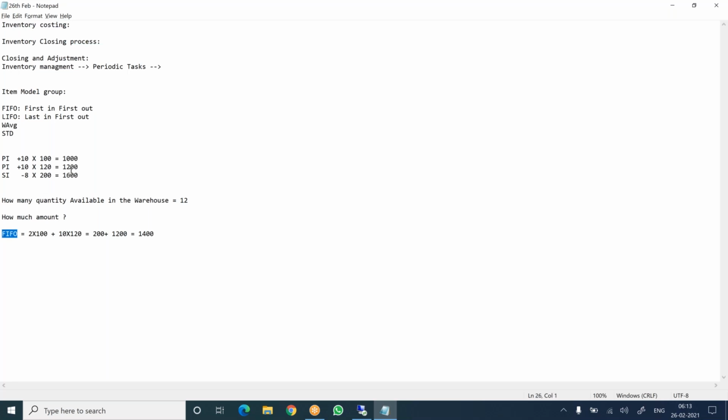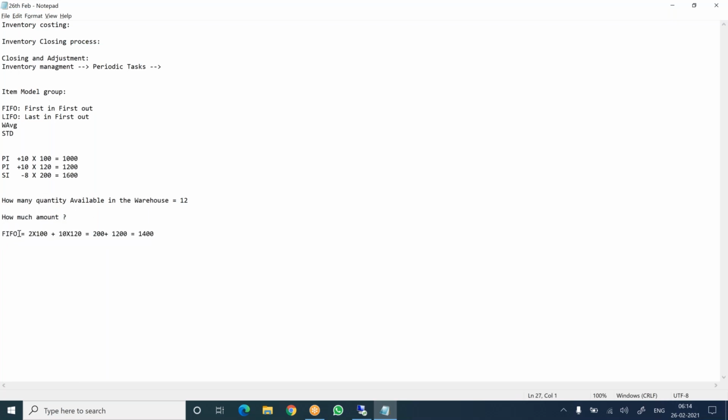Suppose these are keyboards. Keyboards I have purchased, normal keyboards, so I don't have any tracking on them, like any serial number or batch number. So total 10 plus 10, 20 keyboards are there. 8 keyboards are sold. So what is the remaining amount?